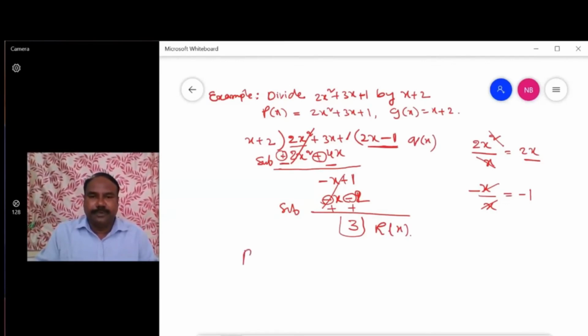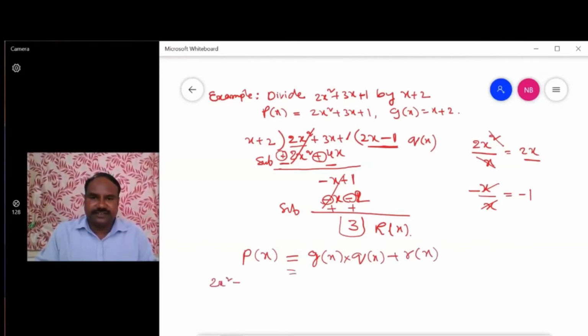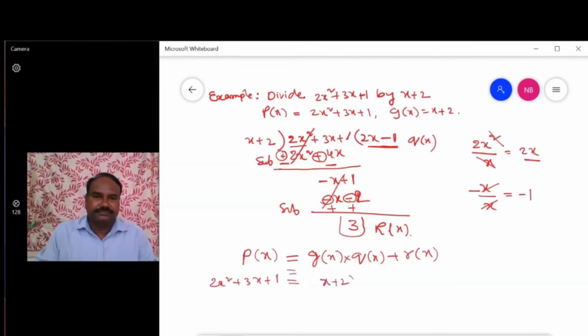Here p of x should be equal to g of x into q of x, anyone you can write first in these two, no problem, plus r of x. Now here p of x is given, 2x square plus 3x plus 1, is equal to, on this side, x plus 2 into 2x minus 1, plus 3.